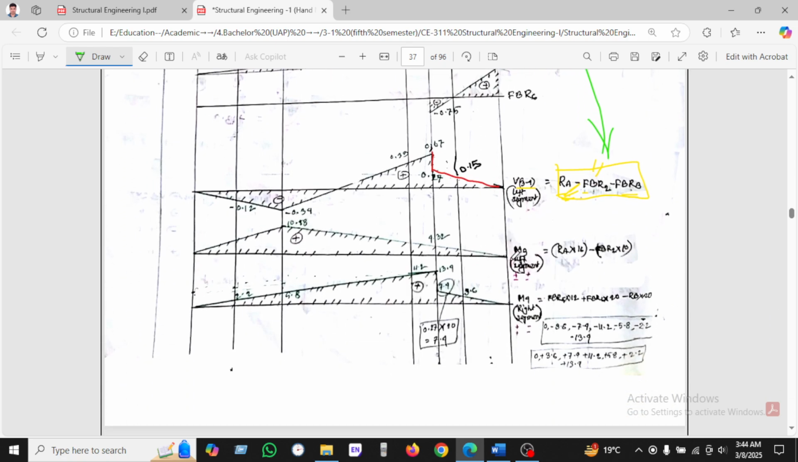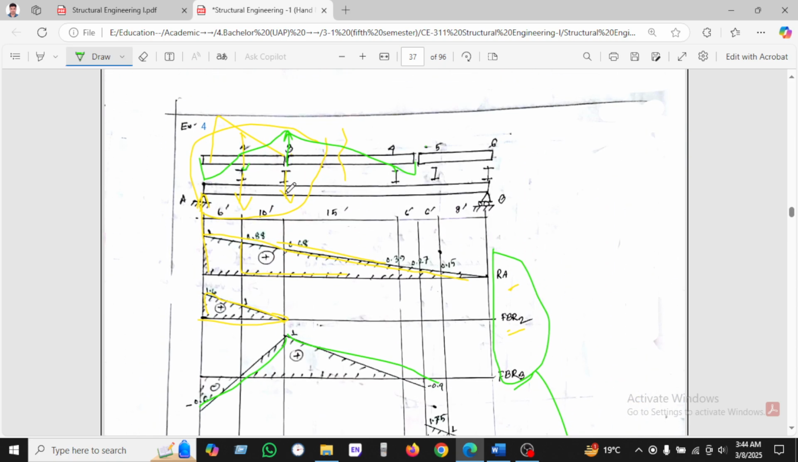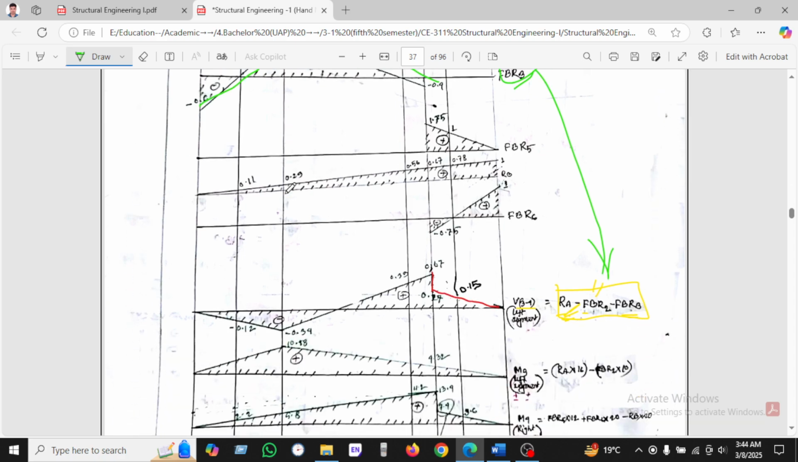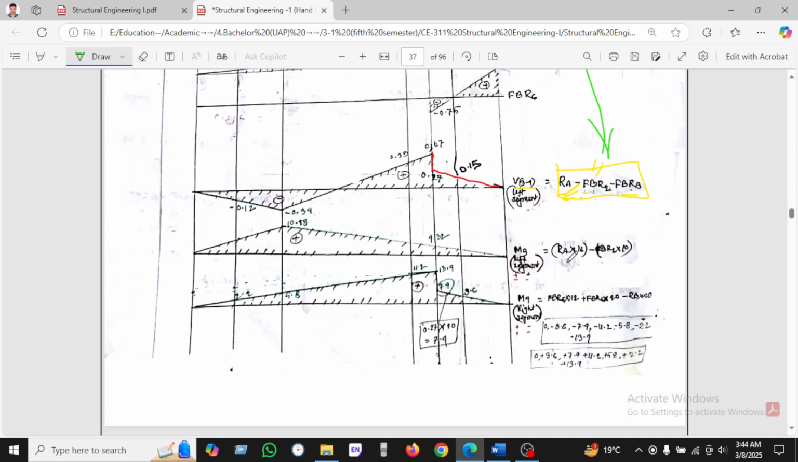Okay, so second one we are seeing M3. I will get the M3. This is the 3 point we have been seeing here. We are also taking the left segment RA into 16.